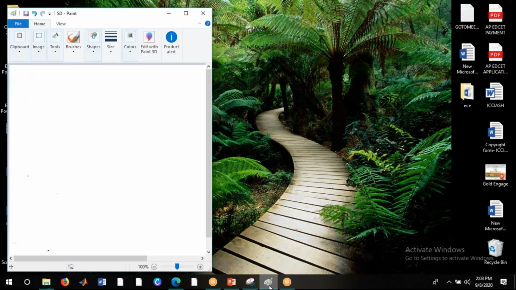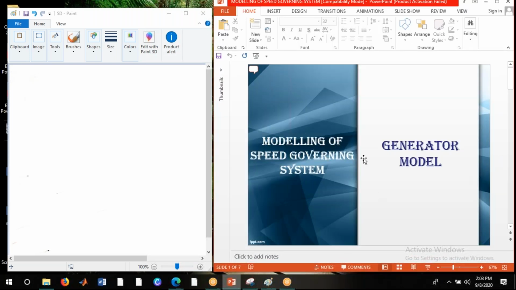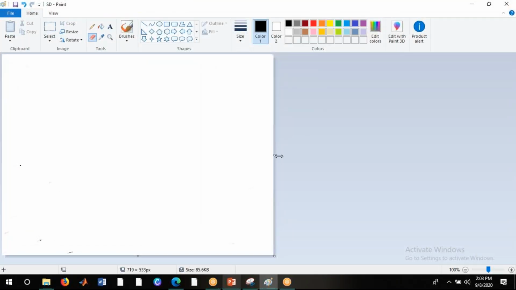So in the last class we derived the two models. One belongs to the generator, another one belongs to the governor, and another one is the turbine. Now we are going to design a generator model. By adding these three models, we can build up a block diagram related to the speed governing system. So let me see what we derived in the last class.